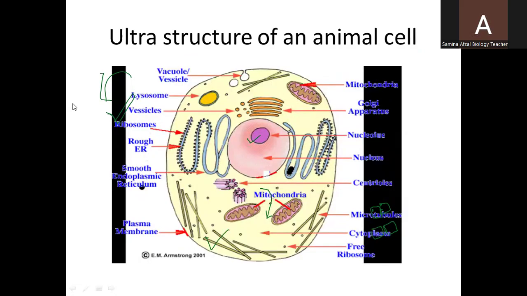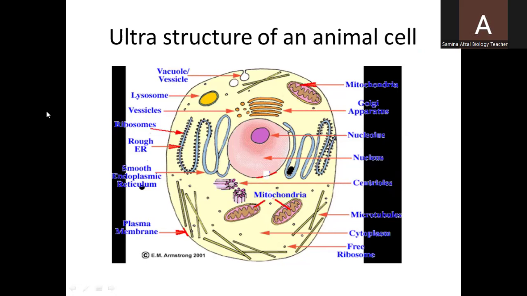With the help of the electron microscope, we can see the detailed structures of different cells. Here you can see on screen the ultrastructure of an animal cell; the detailed structure has been shown. Otherwise, if we observe any cell under the light microscope, we can only see the cell wall, the nucleus, and the cytoplasm. But if we observe any specimen under the electron microscope, then we can observe the ultrastructure of that specimen.